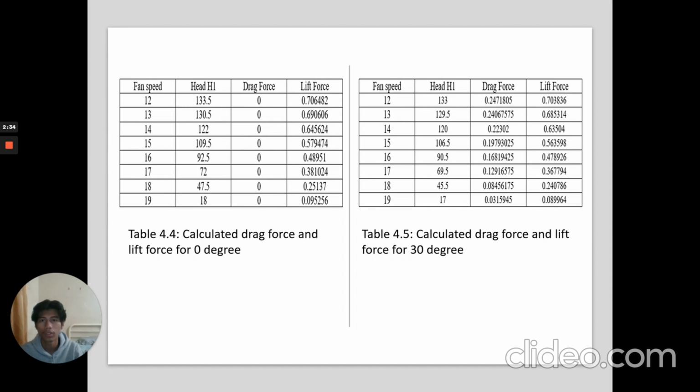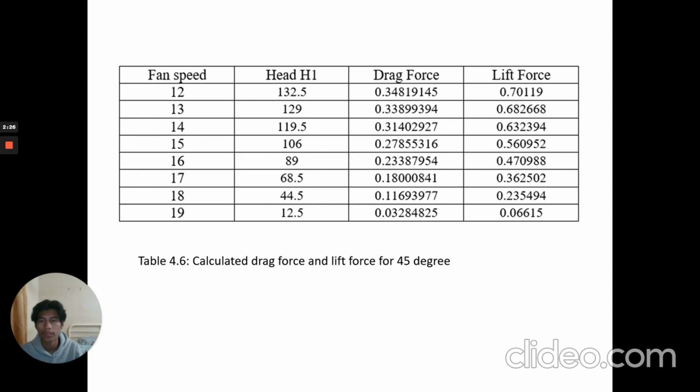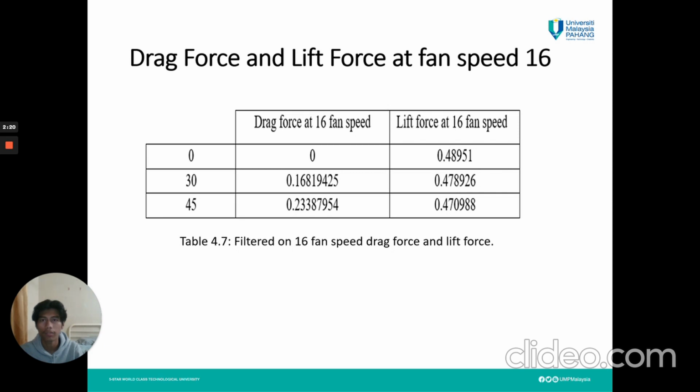Okay, from that calculation of the equation, we can get table 4.4, calculated drag force and lift force for 0 degree, and next is table 4.5, calculated drag force and lift force for 30 degree, and table 4.6, calculated drag force and lift force for 45 degree, and lastly drag force and lift force at fan speed 16.